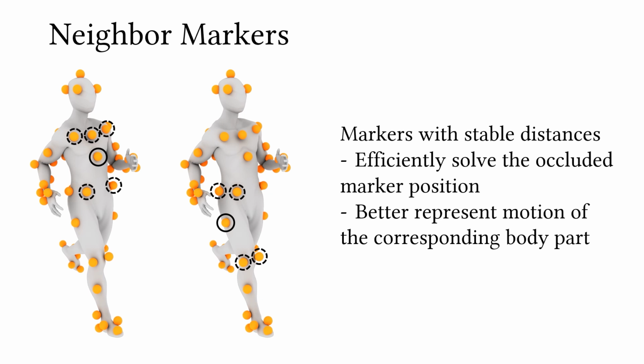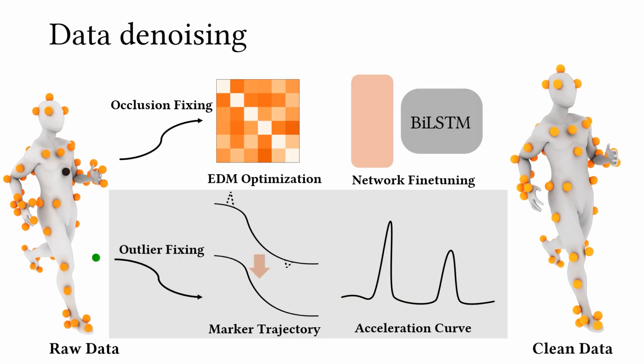body parts. As a preprocess, we fill occlusions and clean outliers before feeding data to the solving network. For occluded markers, we first use EDM optimization to solve for marker positions based on their distances to corresponding neighbor markers. Then we use a bidirectional recurrent neural network to fine-tune the positions.